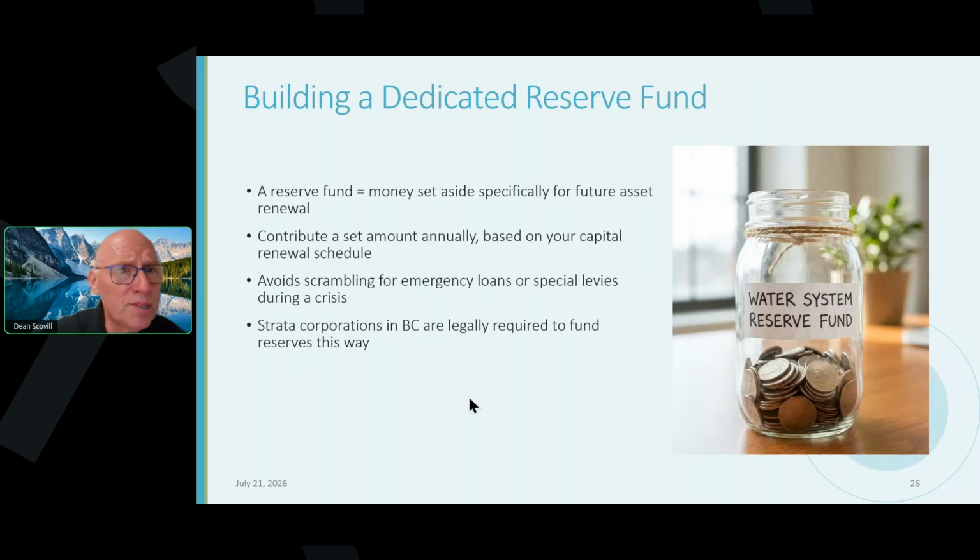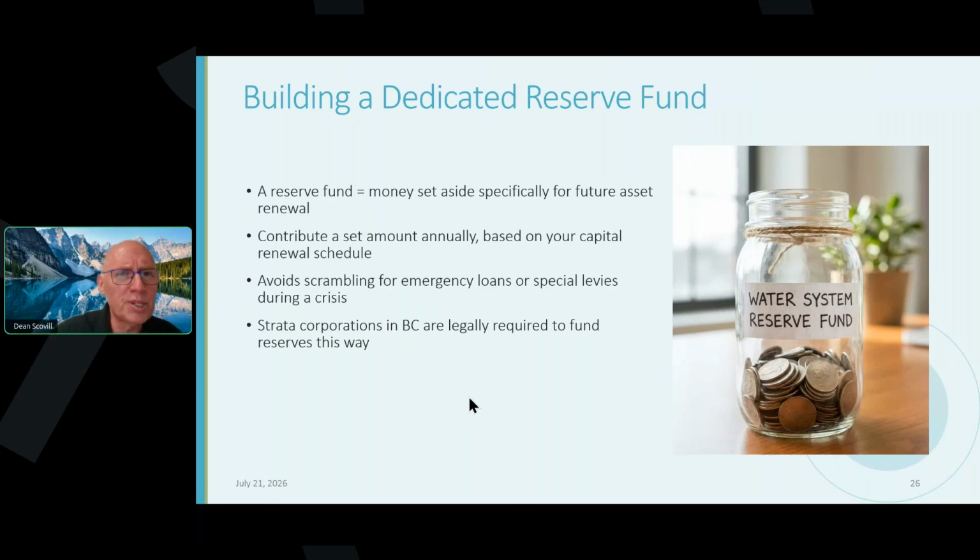Having a reserve fund, money set aside specifically for future asset renewals, is what I was referring to here. Contribute a set amount annually based on your capital renewal schedule. Avoid scrambling for emergency loans or special levies. We want to set this up beforehand, before this happens, because I get a better deal on a loan at lower interest rates, as opposed to an emergency where they say, well, we'll give you a loan, but it's going to cost you this, right? So being more proactive is a way to do that. I'm going to share some examples as we get through the next few slides here.